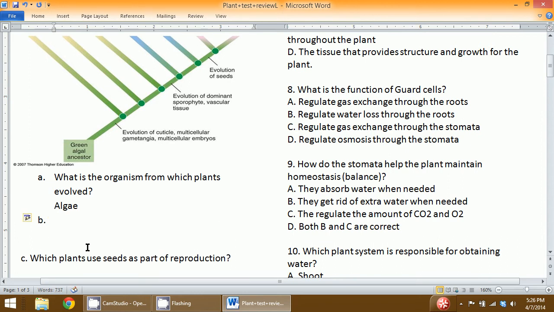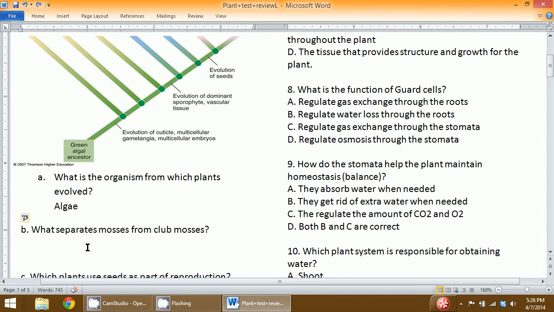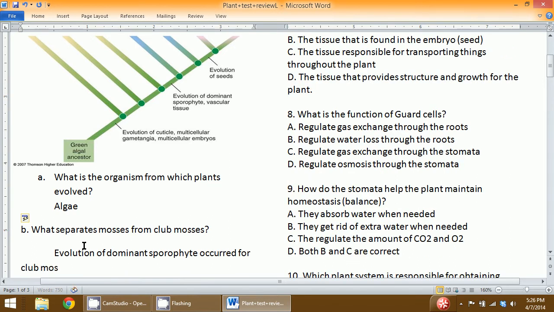Okay, that was weird. What separates mosses from club mosses? The evolution of dominant sporophyte, which has to do with their life cycle and really wasn't stressed during class. But evolution of dominant sporophyte occurred for club mosses. Remember, you can't just tell me a phrase, you have to tell me what it means.